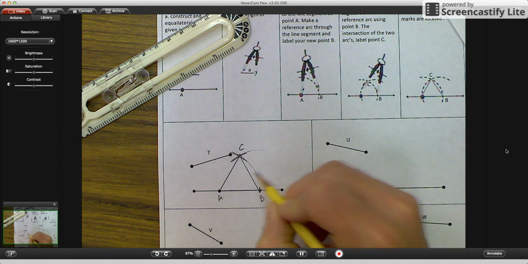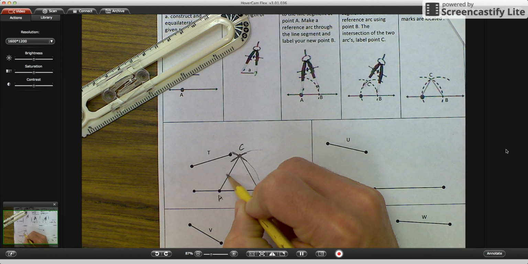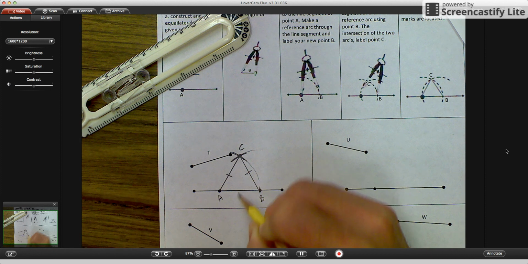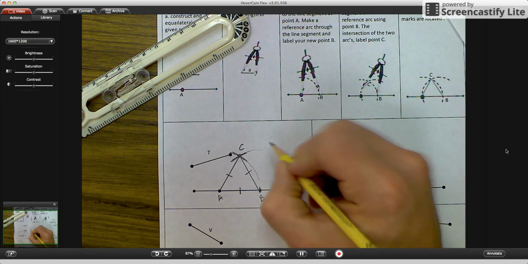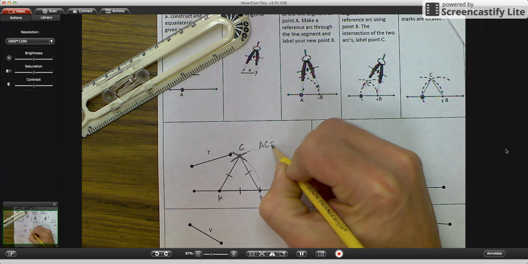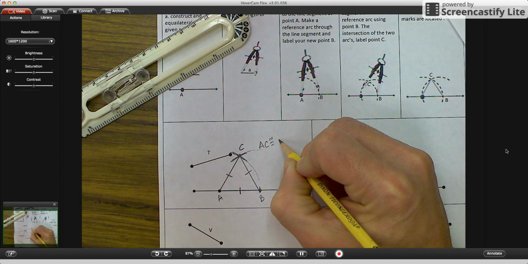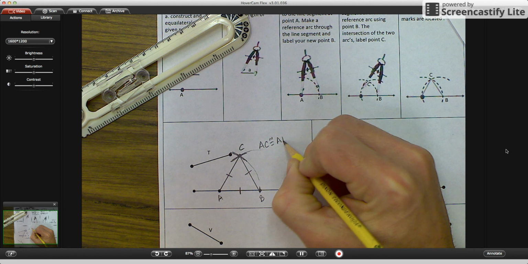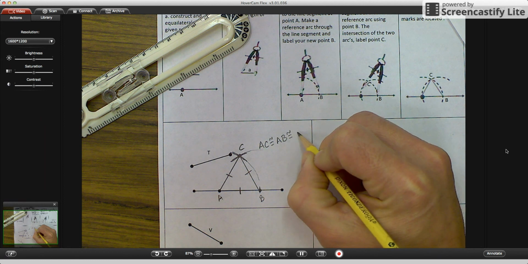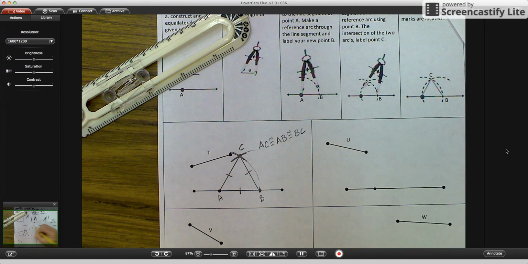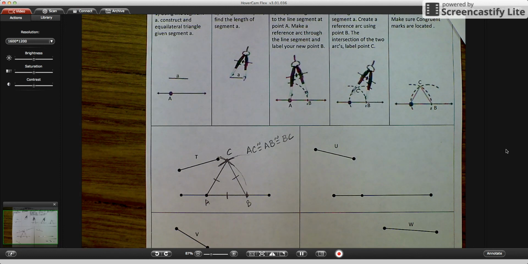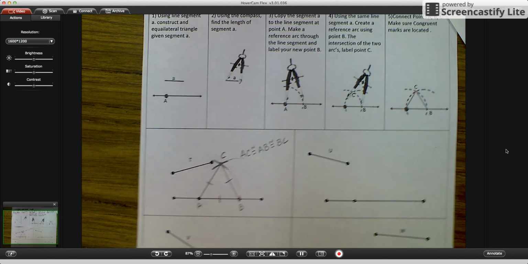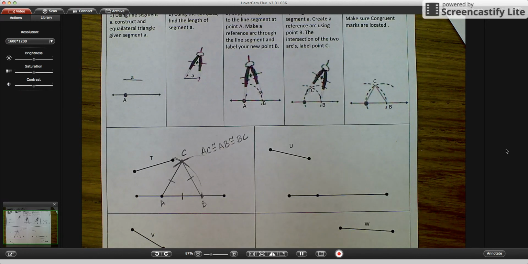And this is an equilateral triangle because AC is congruent to BC, which is congruent to AB. And the way that you would write that is AC is congruent to AB, which is congruent to BC. Okay? I hope that makes sense, and they should be coming pretty easy for you.